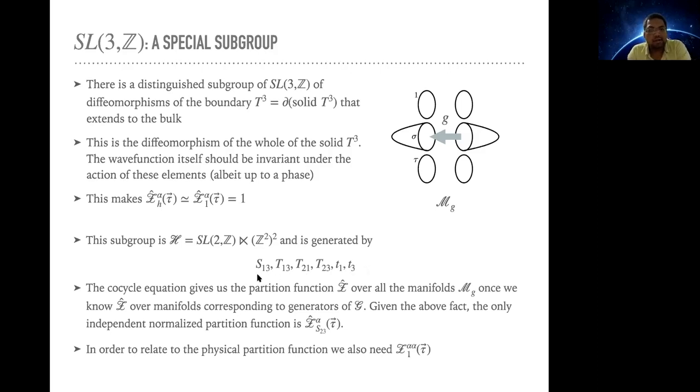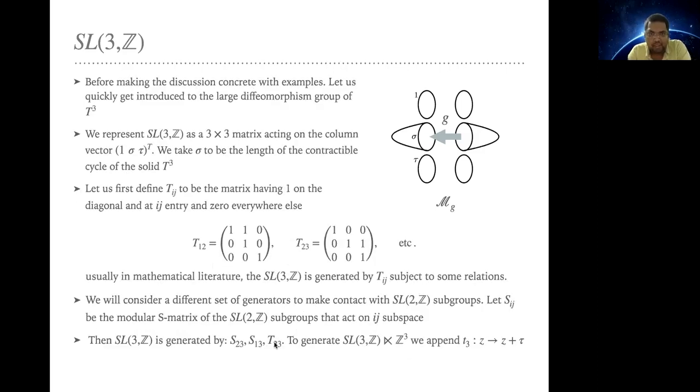Okay. So this subgroup here is generated by these elements. But the thing that I want to point out is that the normalized partition function for all these elements and their products is one automatically. And if you look here, the generators of SL3Z are all parts of the generators of SL2Z times Z squared except for S23. So this is one, and this is one. The only thing that is not part of the H is S23.